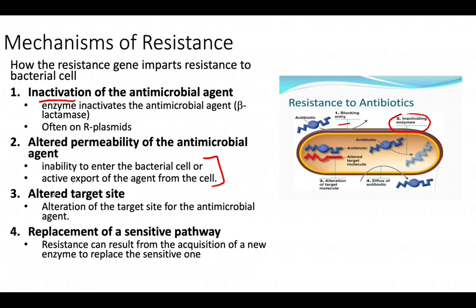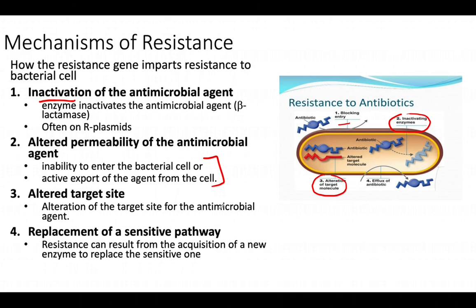Another mechanism here says altered target site. That's what's being shown here. If the drug targets a specific thing in the bacterial cell, and that target is changed so that it still functions in the bacterial cell, but now the drug can't act upon it, that can be another way of providing resistance. So here's the antibiotic, and here's the altered target molecule as it shows there.